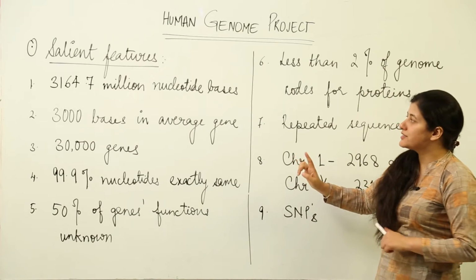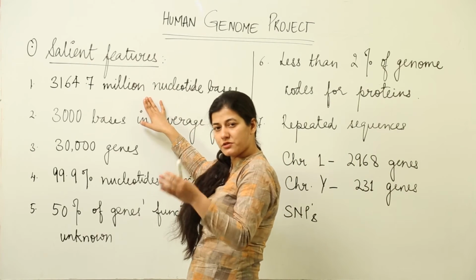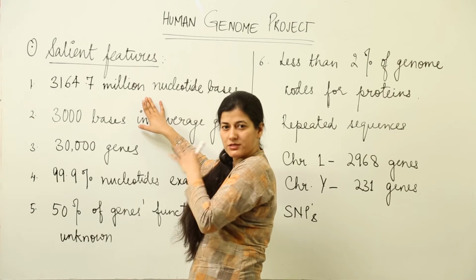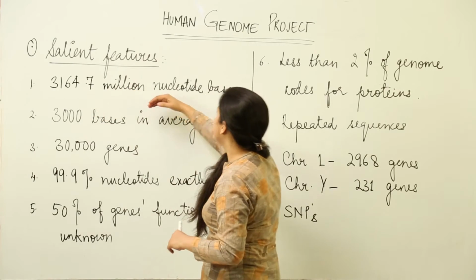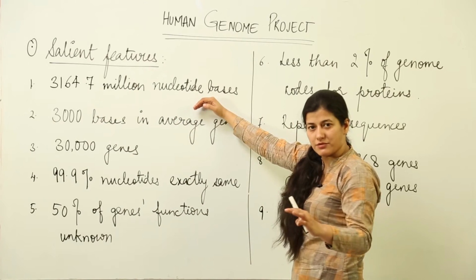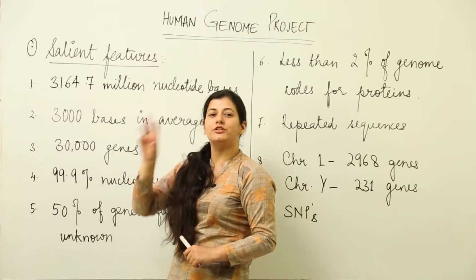The first one is how many nucleotide bases are there. As we discussed earlier, it was approximately 3.3 billion base pairs. We have 3164.7 million nucleotide bases. This is to be crammed, okay, directly. How many bases are there in an average gene?